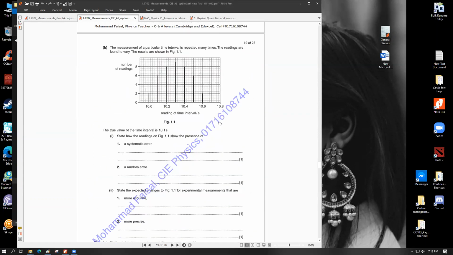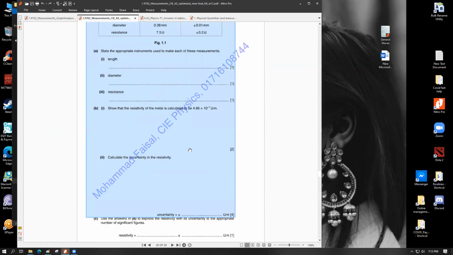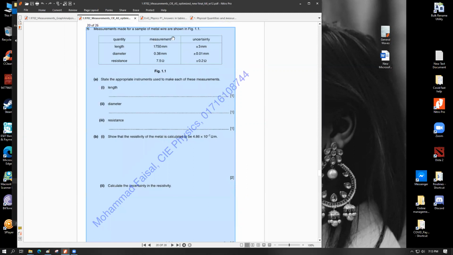আচ্ছা, আমি নরমাল একটা এক্সাম্পল দিয়ে বলি, যেহেতু এক্সাম্পল খুঁজে পাইতেছি না, পরে সামনে আসলে বলবো। এই যে পাইছি। ইয়েস, lucky guy I am, that is. So এখানে বলছে measurements for a sample of metalware are shown in figure 1.1. We are given some measured quantities, and then we are asked to state the appropriate instrument used to make each of these measurements. এটা তো আমাদের বোঝা লাগবে.